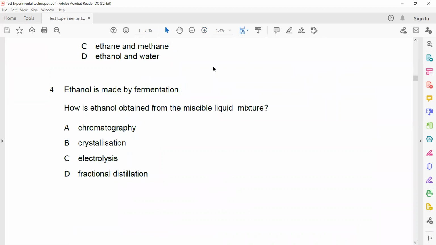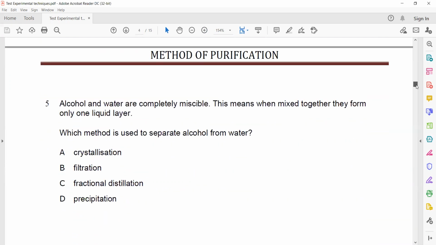Ethanol is made by fermentation. How is ethanol obtained from miscible liquids? When two or more miscible liquids are there, which technique do we use? We use fractional distillation. That's why D is the right answer. So even if you see the question, there are specific terms in the question which make you understand why that specific answer is right. If miscible liquids are there, we use fractional distillation. If immiscible liquids are there, we will use a separating funnel.